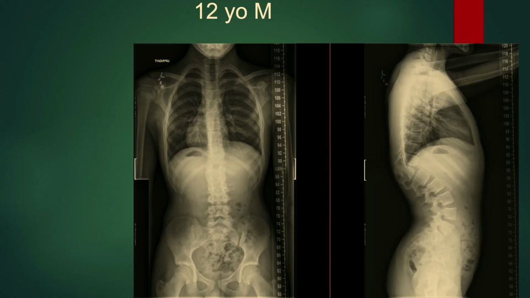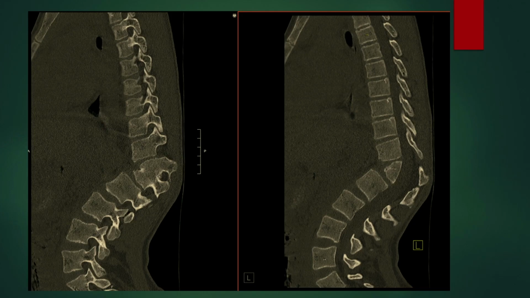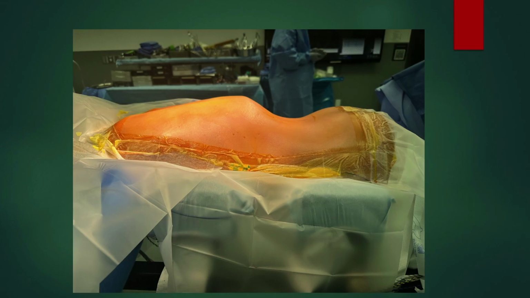All right, so this is a case from last month. A 12-year-old, otherwise healthy boy with congenital kyphosis. This is actually two consecutive hemivertebrae that were leading to about a 70-degree congenital kyphosis.